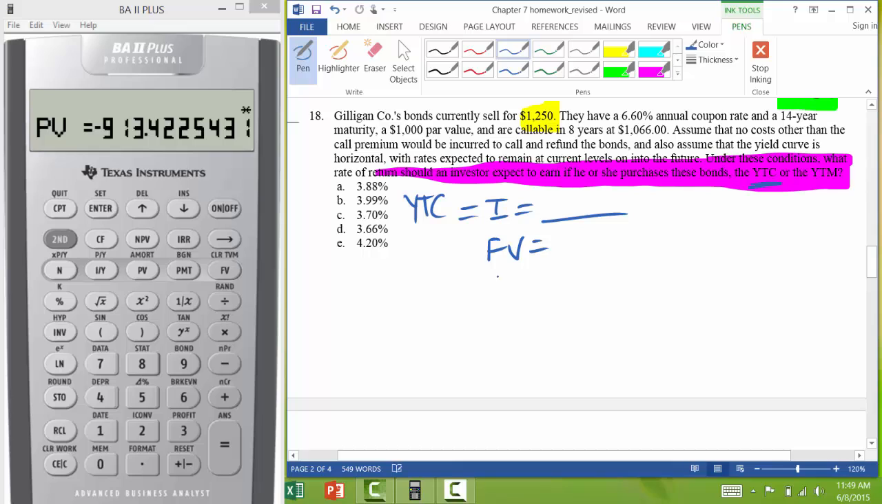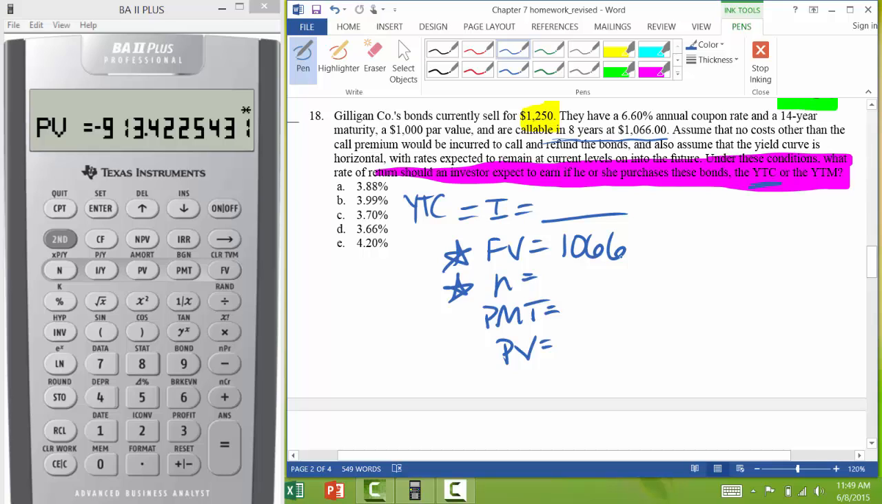We'll have a future value, payment, and present value. We know the future value is going to be different and the N is going to be different than a normal bond problem. So the future value is what it could be callable for. And so if I look in here, I see finally it's callable in 8 years at $1,066. So I'll put that as the future value.